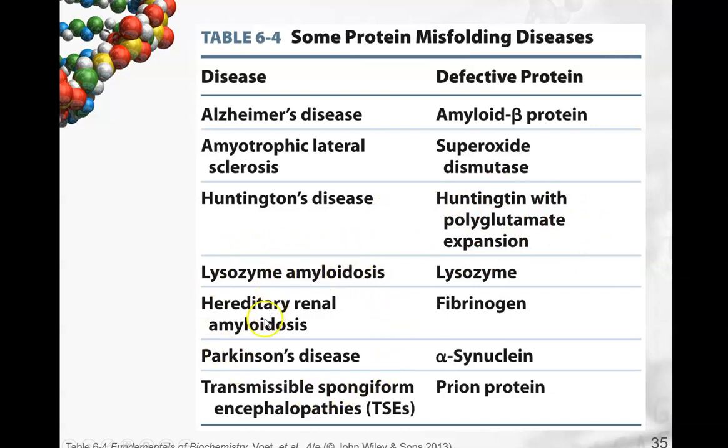Some of these other diseases maybe you haven't heard of. Parkinson's, maybe that's due to a failure of the alpha-synuclein to fold properly. And the transmissible spongiform encephalopathies, those are the prion protein caused diseases. So these are things like mad cow disease in cows, and scrapie in sheep, and Creutzfeldt-Jakob disease in humans.